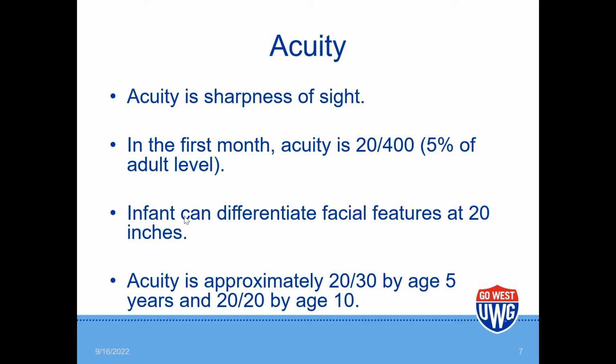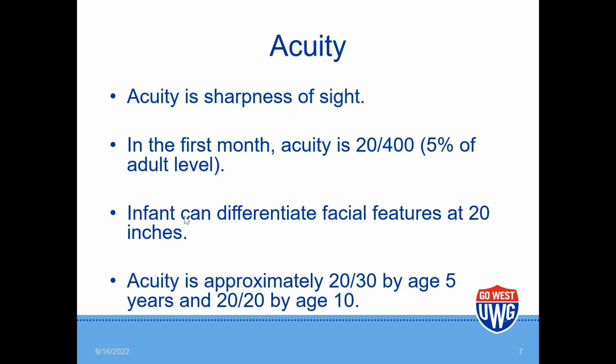Are they blurry, or are we able to depict and fully see the resolution of what they are? So think of a blurry image versus when it's nice and crisp and clear. In the first month, acuity is what's called 20/400. If you're used to that normal 20/20 scale as what you think about as normal, perfect vision, the 20/400 that an infant has in the first month is about 5% of the normal adult level. So the acuity is not very good.